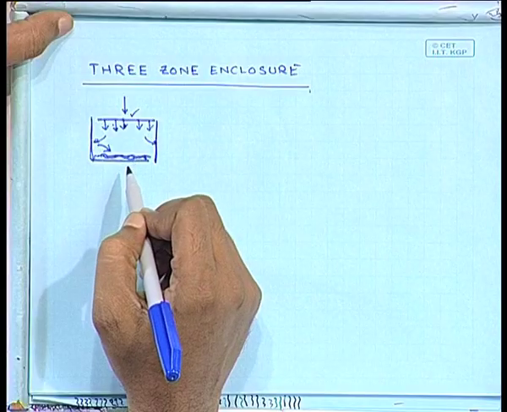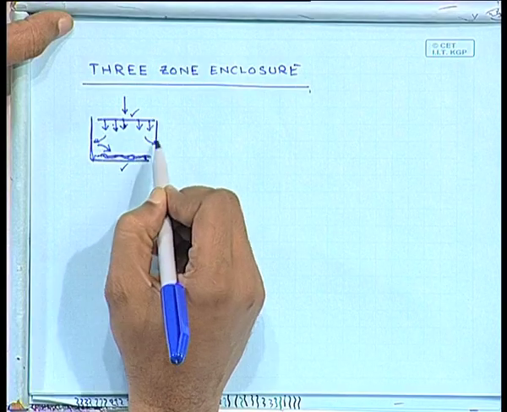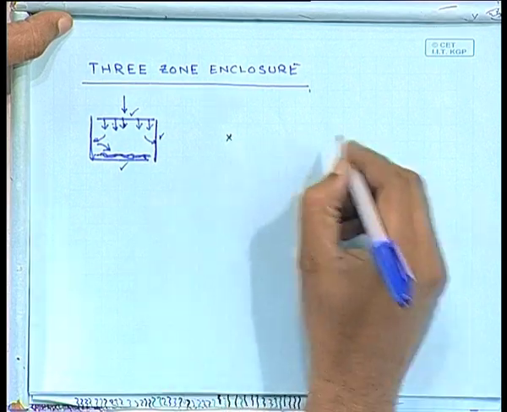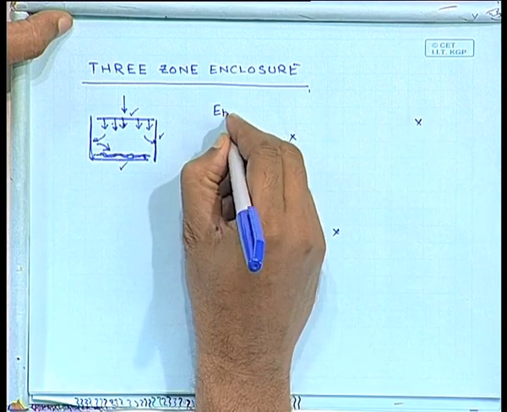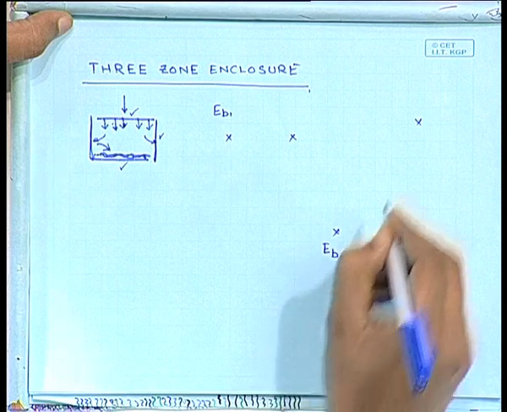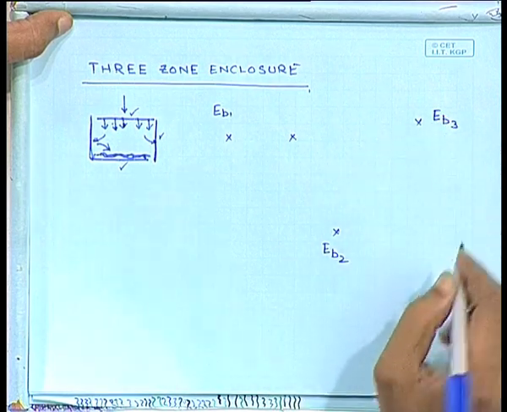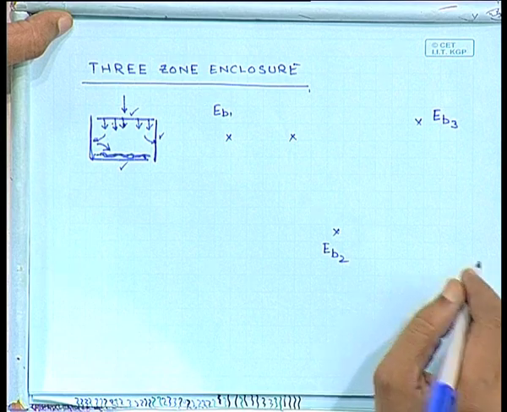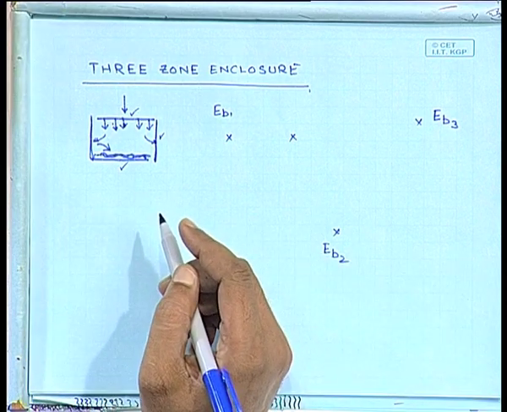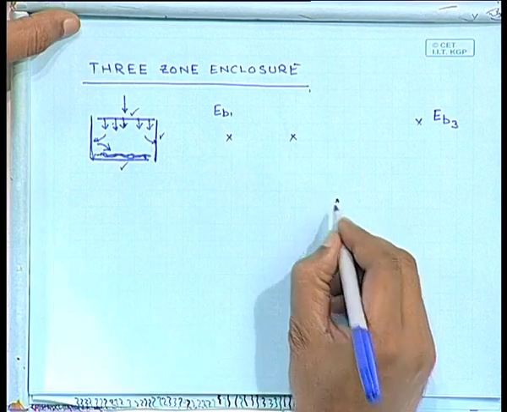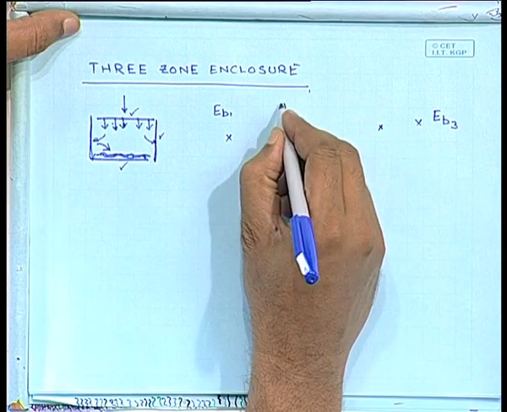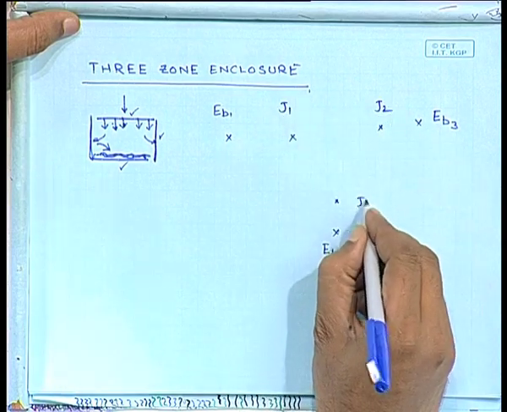So, how many potentials can we think of for a 3 zone surface? One is the inherent potential, which is EB1, EB2 and EB3. These would be known to you provided you know the temperature of the surface. Now, what are the other potentials? Each surface has a potential which is the radiosity. So, I put a radiosity for each of the surfaces which is J1, J2 and J3.